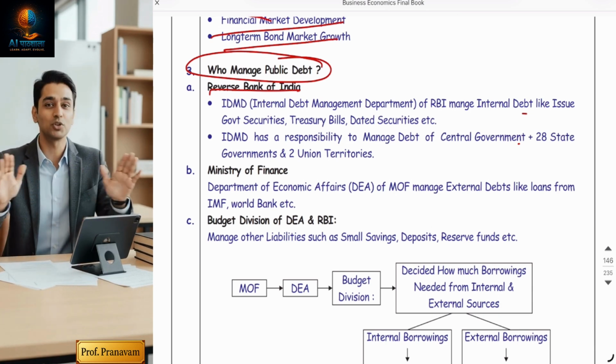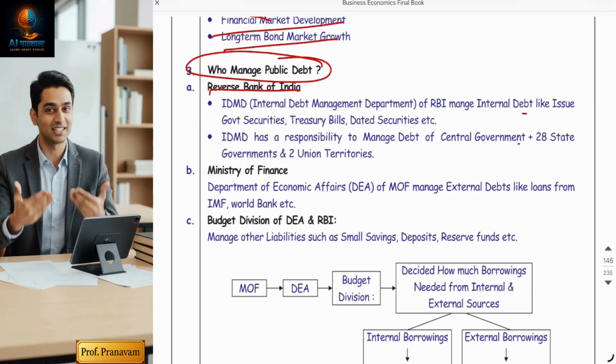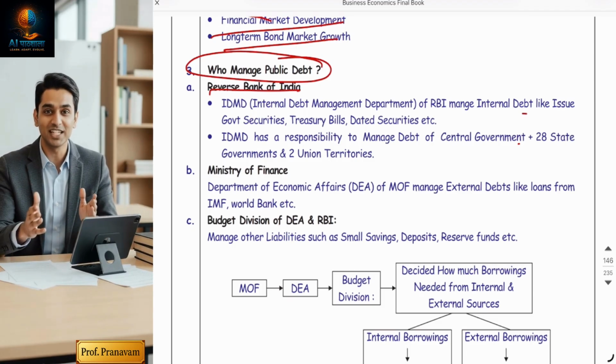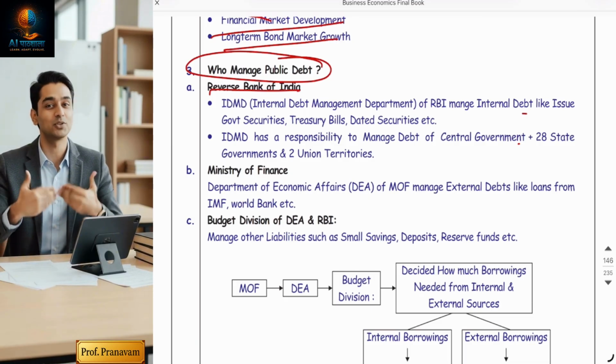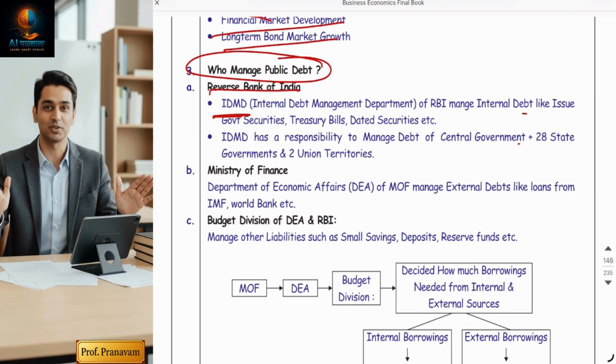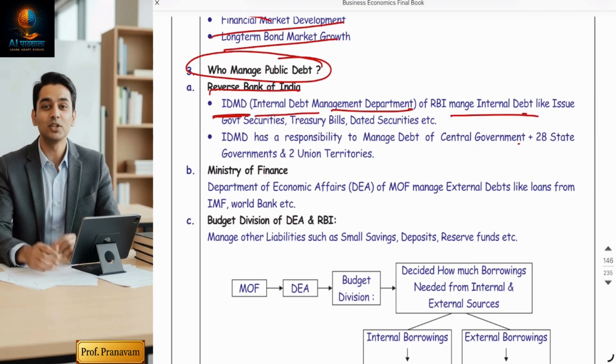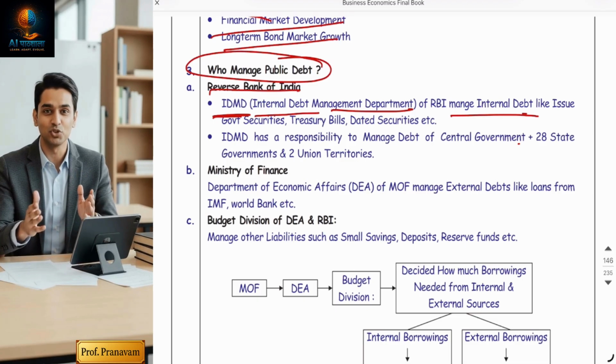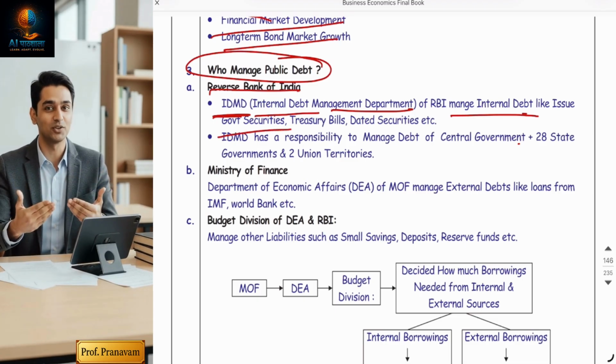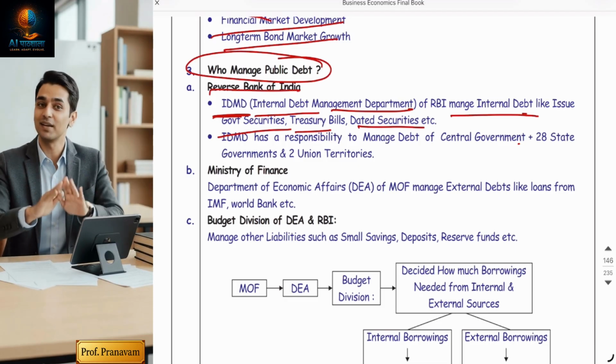Everything in the Reserve Bank of India is just one organization, but for some specific targets, RBI has departmentalized various things. The Reserve Bank of India has two departments. One is IDMD, the Internal Debt Management Department. It manages internal debt, meaning domestic borrowing. It issues government securities, treasury bills, dated securities, etc.